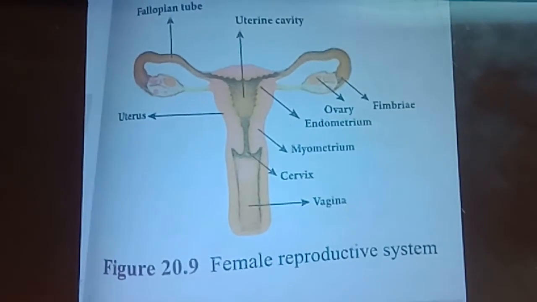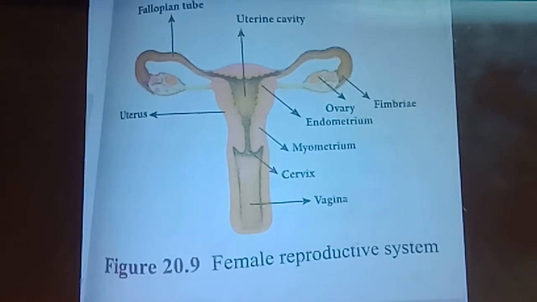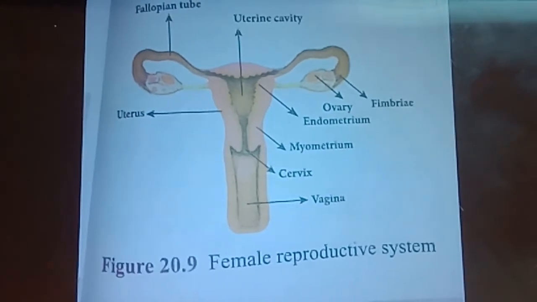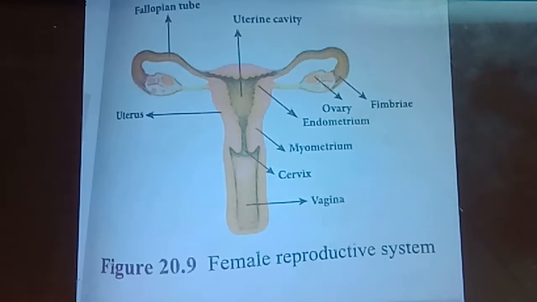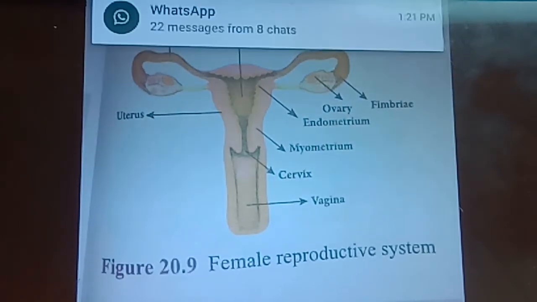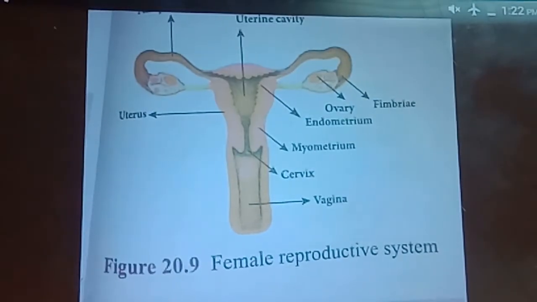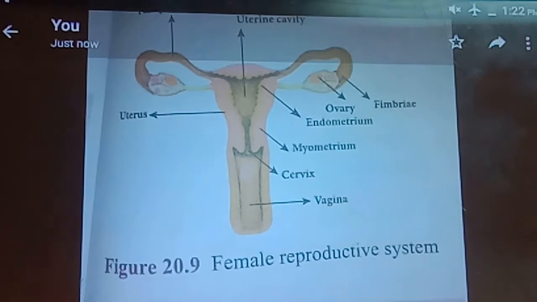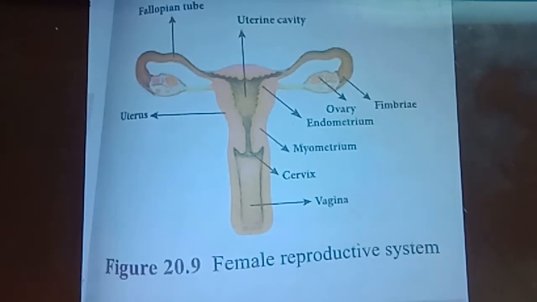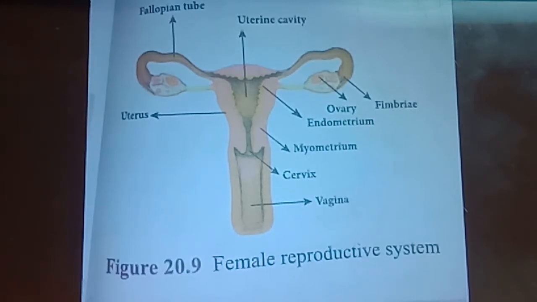Okay, next one, the female reproductive system. The female reproductive system consists of the ovaries, the oviduct, uterus, and vaginal region. Male reproductive: testis. Female reproductive: ovaries.